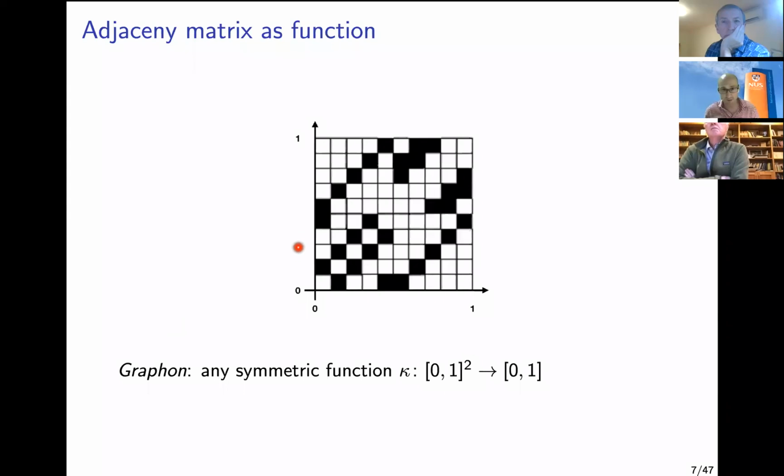Now it'll be beneficial or necessary to not just allow values 0 and 1 here, but allow any value between 0 and 1, any real numbers between 0 and 1. And so any such function will be called a graphon. So a graphon is just a symmetric function from the unit square into the 0, 1 interval.